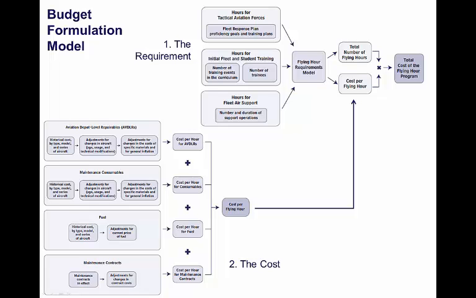which brings us to the second part of the model, which is the cost portion of the model that looks at the various cost elements, historical costs, the effects of inflation, the effects of an aging fleet or maybe a newer fleet. We capture that cost per hour, multiply it by the requirement, and that gives us a total amount.